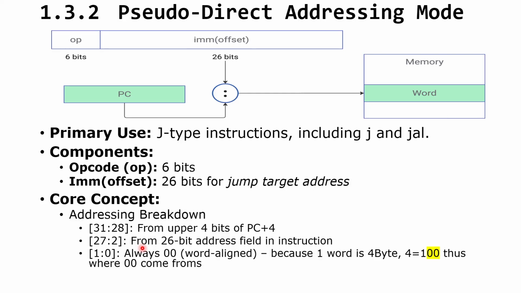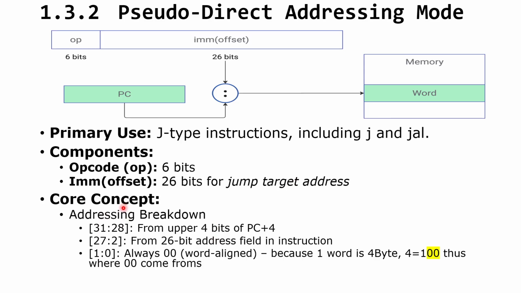Remember when we are using if-else and also looping, we come across the J type, right? The unconditional branch uses the pseudo direct addressing mode. It is primarily used for J type instructions, including J and JAL. It contains 2 fields, opcode and immediate. The opcode is 6 bits and the immediate is 26 bits. This immediate is what we call the offset, 26 bits for the jump target address.